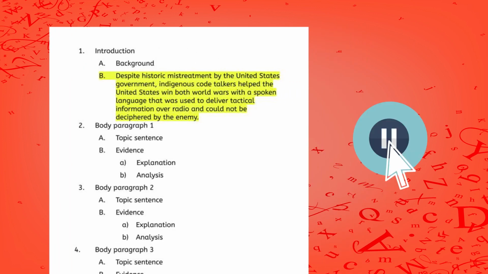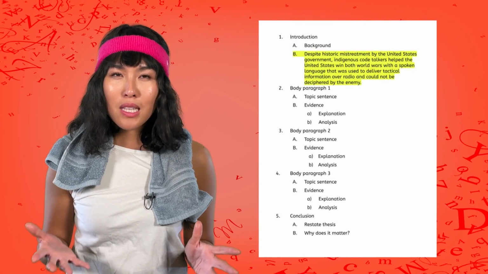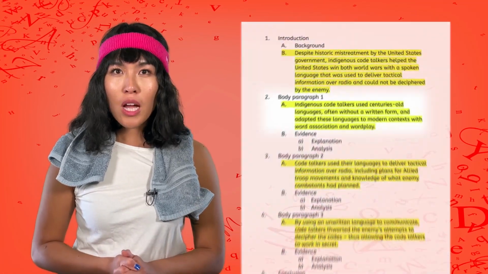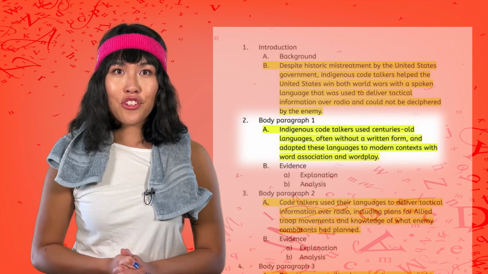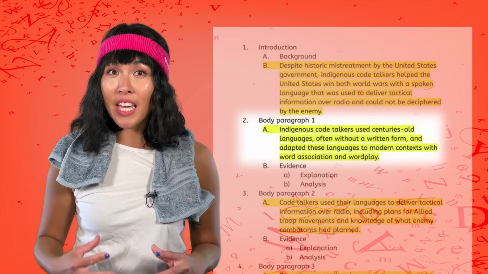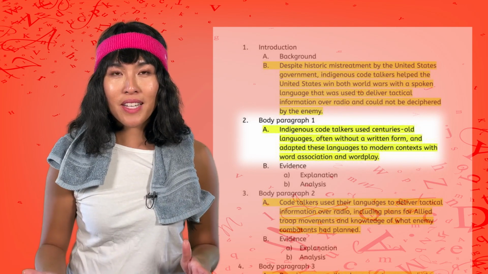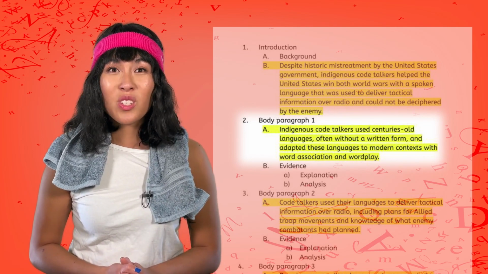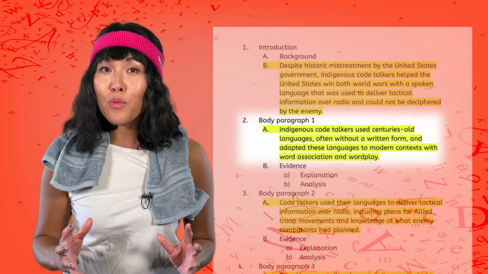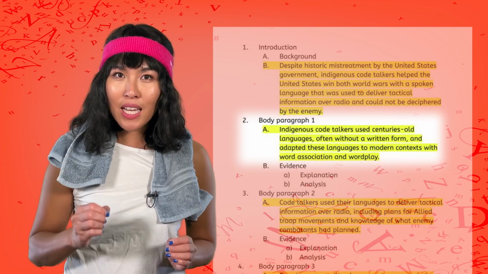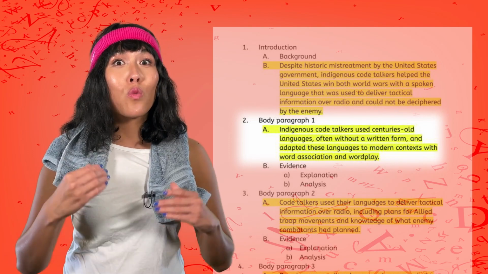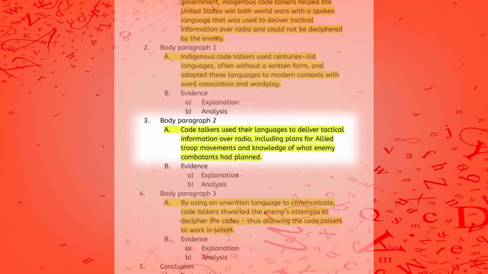Pause the video here and jot down your ideas on your PDF. I'm thinking something like this. The first topic sentence will address the ways Indigenous code talkers used their ancient languages to adapt to modern circumstances. Indigenous code talkers used centuries-old languages, often without a written form, and adapted these languages to modern contexts with word association and wordplay.